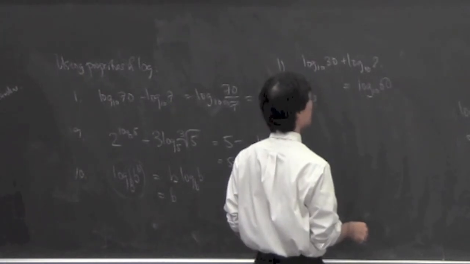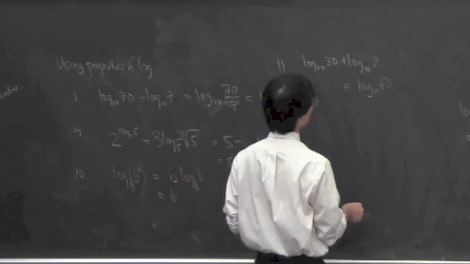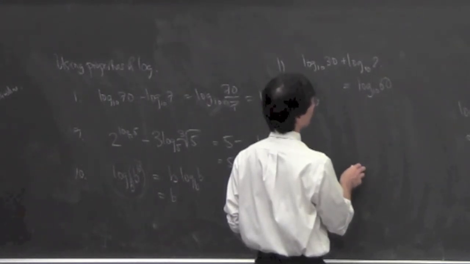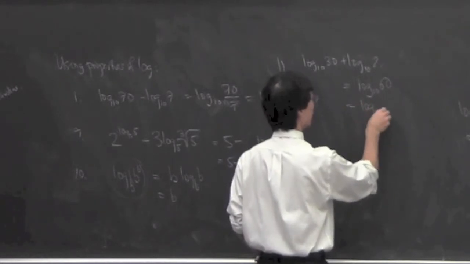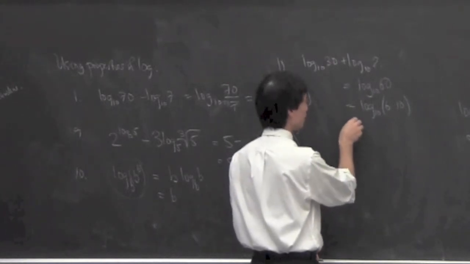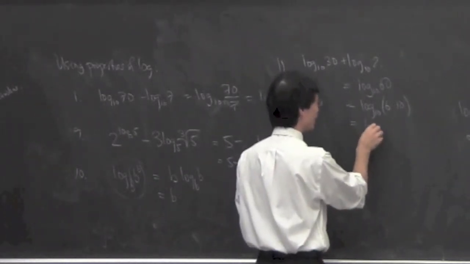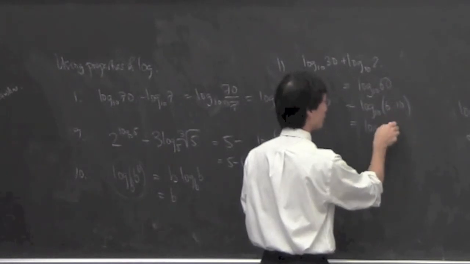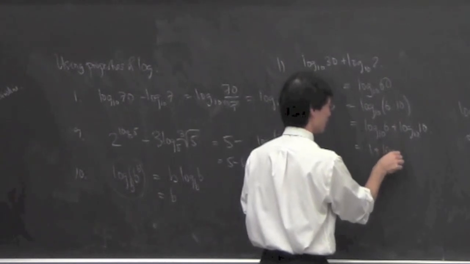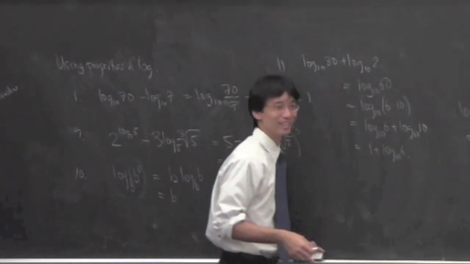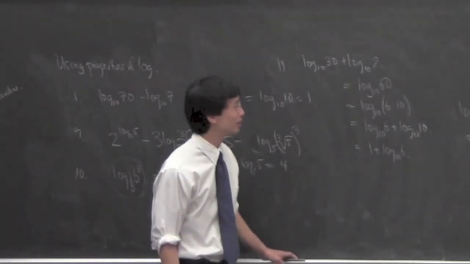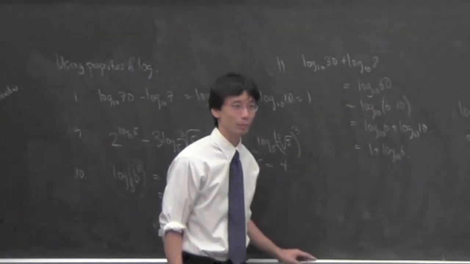Is there anything else you can do with this? Log base 10 of 60. I guess you could do something like log base 10 of 6 times 10, right? Then I don't see that this makes it any better. It's good to do like the log of a product, use the sum of the logs. Okay, so it's 1 plus log base 10 of 6. Is that better?